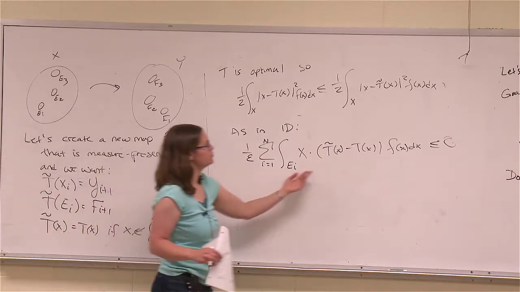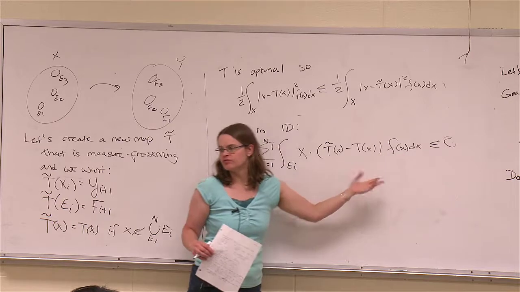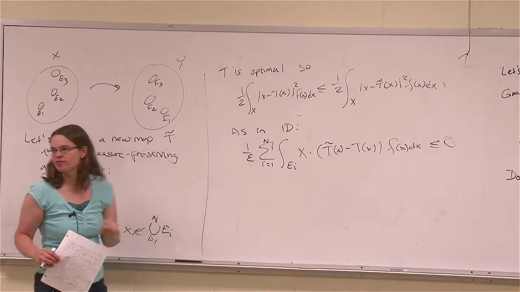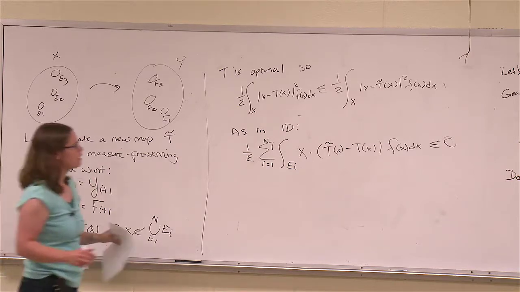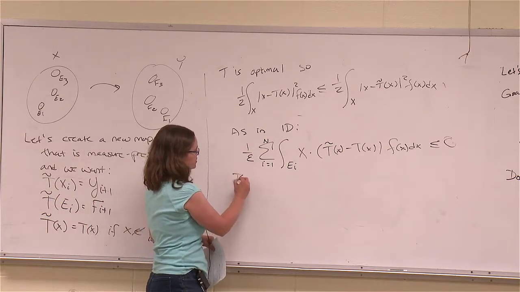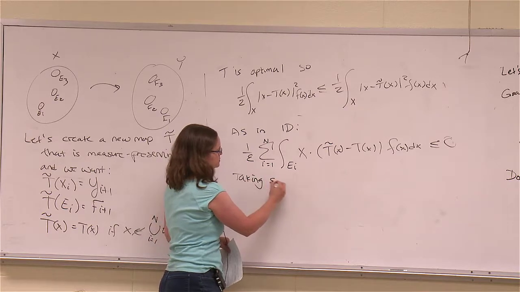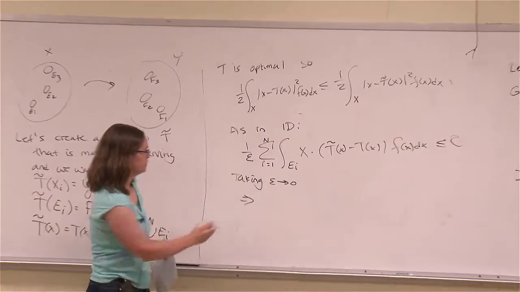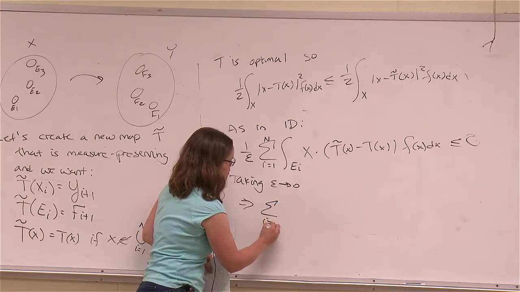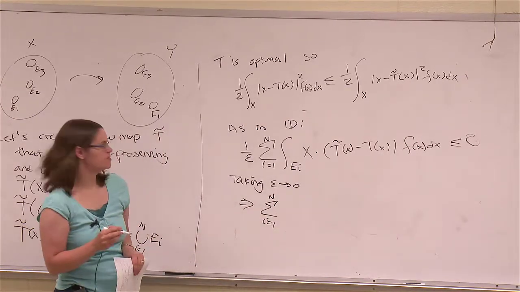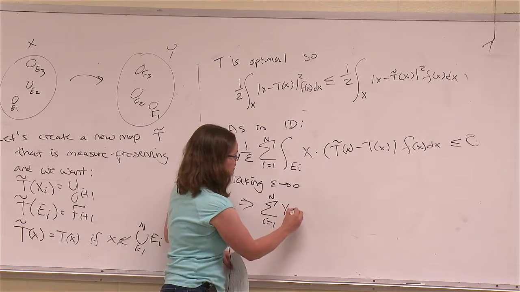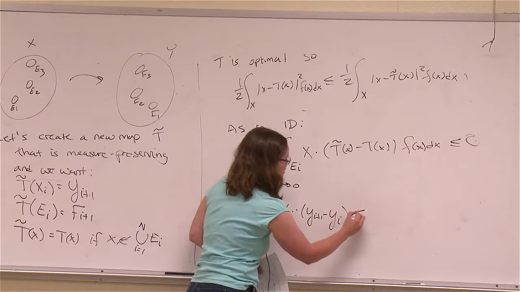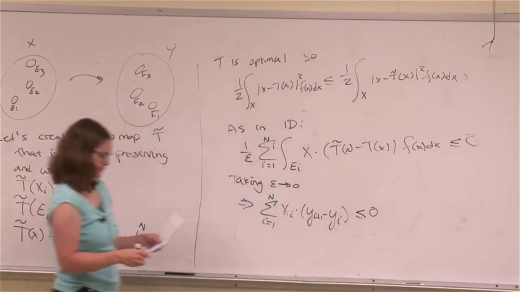And integrating f over this little ball, we said that has to be equal to epsilon, which is why I've divided out the epsilon here. So what's left? Taking epsilon to 0, I get that the sum over all of these little balls of xi dotted with yi plus 1 minus yi is less than or equal to 0.